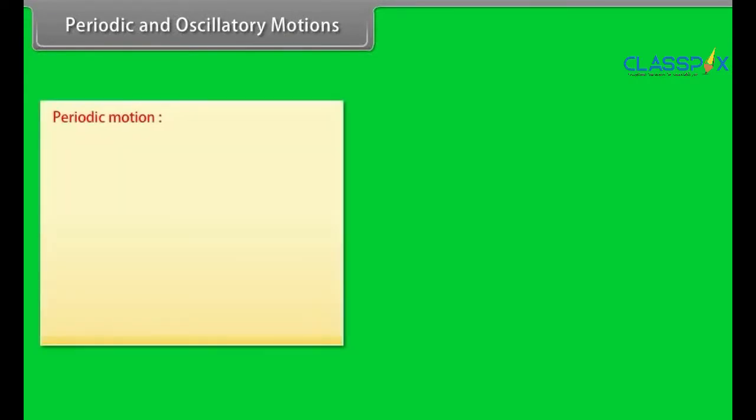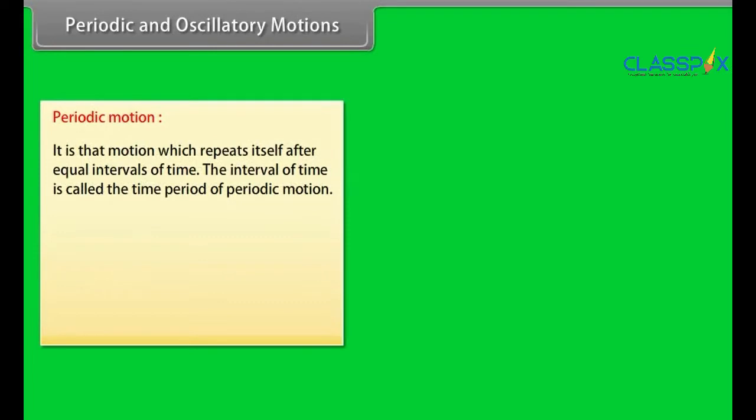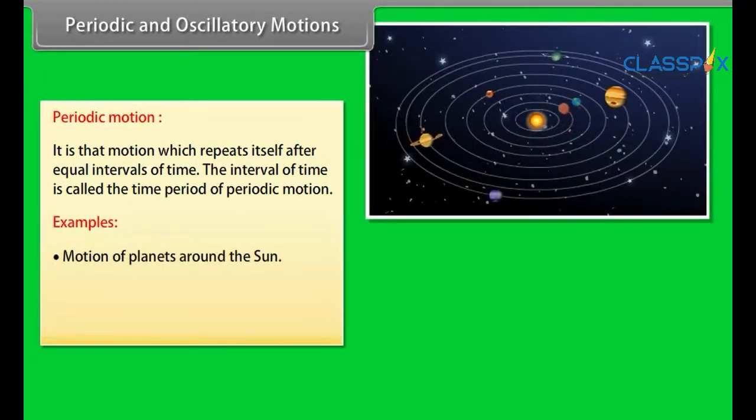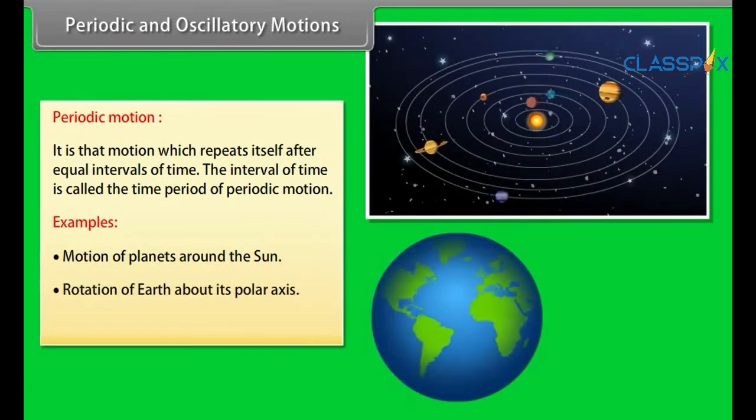Periodic and oscillatory motions. Periodic motion. It is that motion which repeats itself after equal intervals of time. The interval of time is called the time period of periodic motion. Some examples are motions of planets around the sun, rotation of Earth about its polar axis, motion of the hands of a clock.